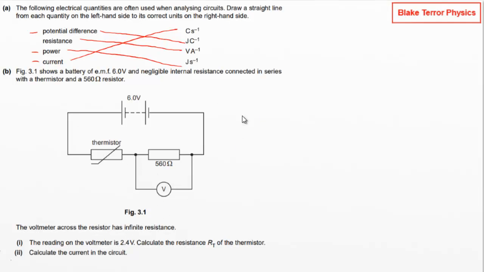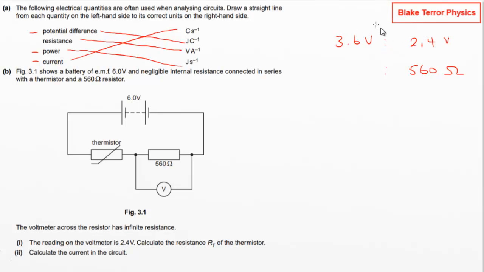Okay, right, since I've got a bit of space here, I might do this in a couple of ways. I'm not a big fan of the potential divider equation. It just seems to be a little opaque, and it's more trouble than it's worth. So let's go about this in a couple of ways then. If we've got 2.4 volts across the 560 ohm resistor, then we know that we've got the remainder of the EMF across the thermistor. So we must have 3.6 volts across there.